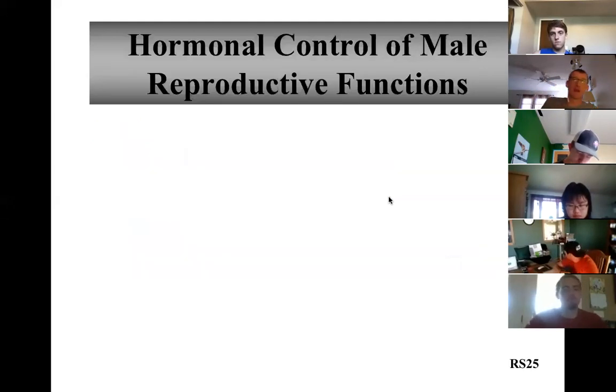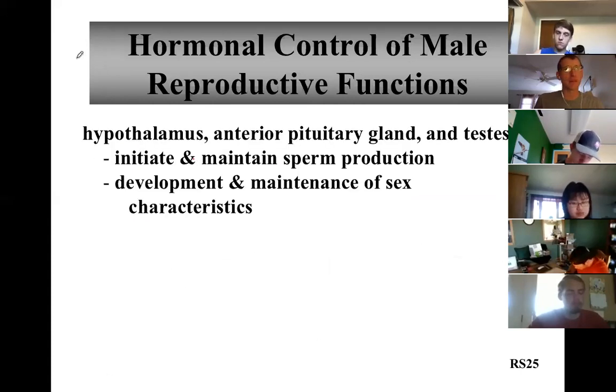All right. So now we get to the cool part, physiology. Physiology in this chapter is actually interesting. And obviously, it's a little more complicated for the girls, but it's pretty cool. All right, hormonal control of male reproductive functions. It's pretty straightforward. Here's what I'd like you to know.